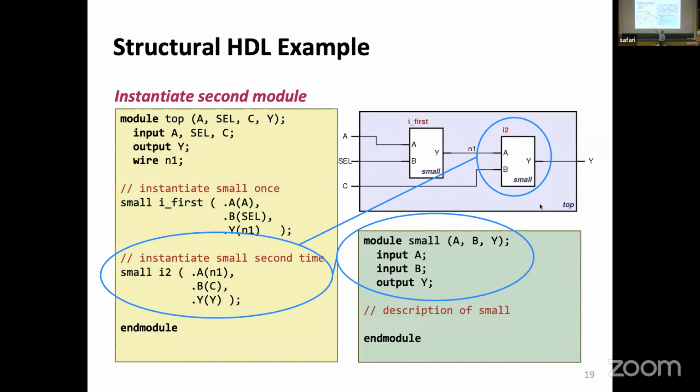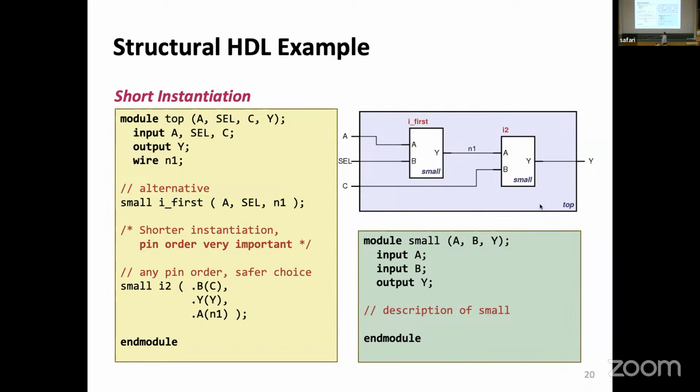Since this is for lazy people and there is too much typing involved, some people say, hey, I could do this much easier. I have a shorter instantiation where instead of saying .A A, .B cell, .Y N1, I'll just write A cell N1. And then the assignment will be made in the same order that these guys are declared. Don't ever do this, okay? You're just asking for trouble.